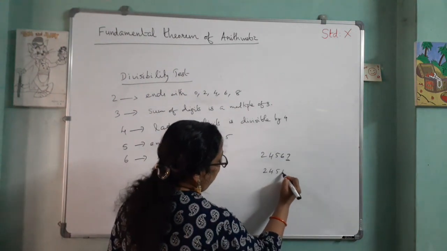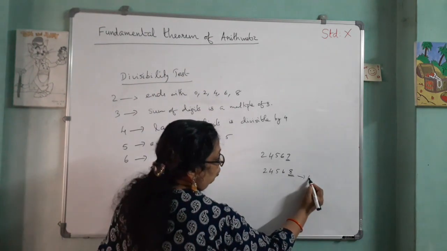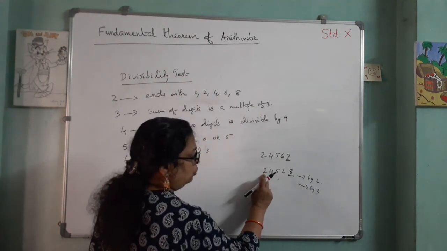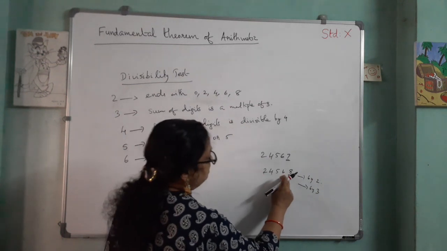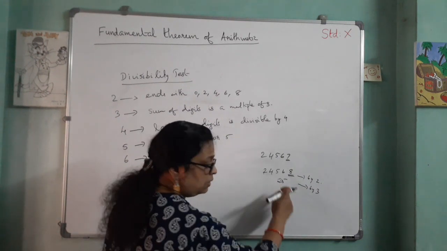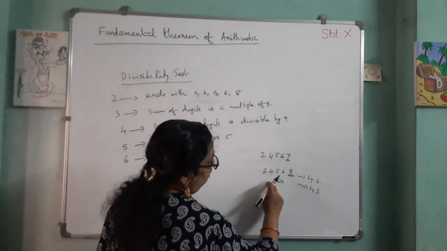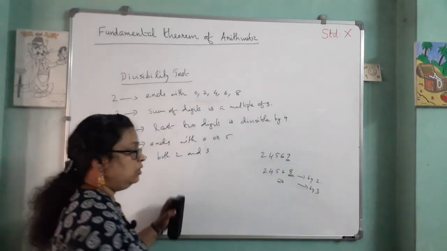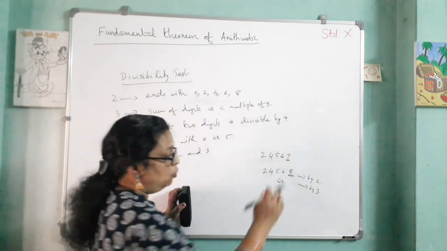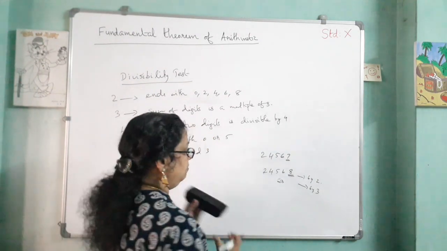If it is 2, 4, 5, 6, 8, the last digit is 8, so it is divisible by 2. Then we check if it is divisible by 3. Sum of the digits: 2 plus 4 is 6, plus 5 is 11, plus 6 is 17, plus 8 is 25. This 25 again we can add: 2 plus 5 is 7. So it is not divisible by 3. So this whole number is not divisible by 6, because if a number is divisible by 6, it is divisible by both 2 and 3. Only if both 2 and 3 divisibility are satisfied is the number divisible by 6.